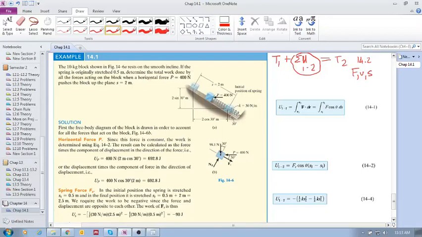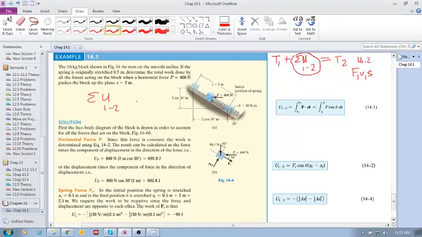So here is a nice example of how to calculate the work done on a particle due to all the forces. Now let's have a look at this problem. We have this block, it's 10 kilograms. It rests on a smooth incline. If the spring is originally stretched 0.5 meters, determine the total work done by all the forces acting on the block. This is it: the total work done from state 1 to state 2 of all the forces acting on the block.